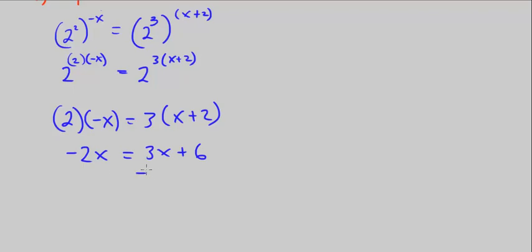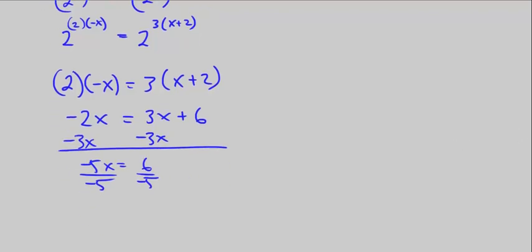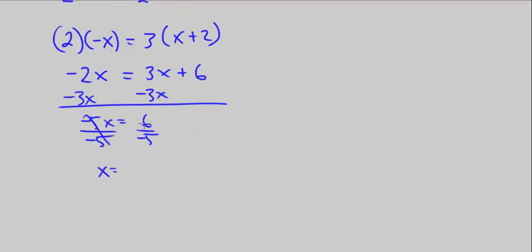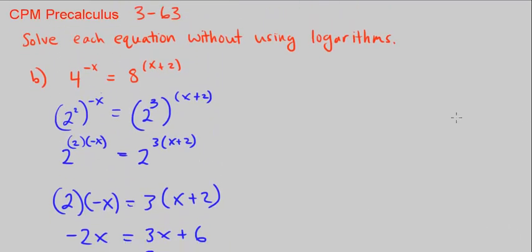Solving for x, let's subtract 3x from both sides. Negative 5x is equal to 6. Divide by negative 5. And we have x is equal to 6 over negative 5, which is the same as negative 6/5. Right? Let's box our answer. Again, let's leave it in this format instead of changing it to negative 1.2 or whatever. Okay? Let's go on to C.